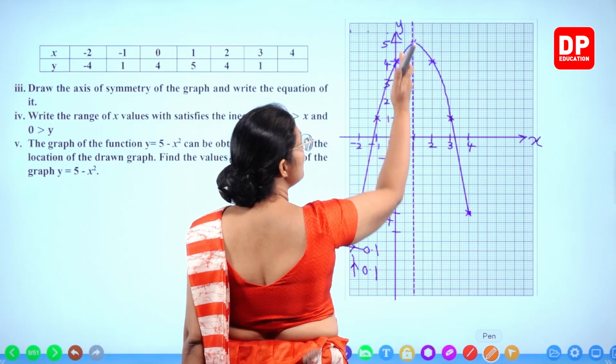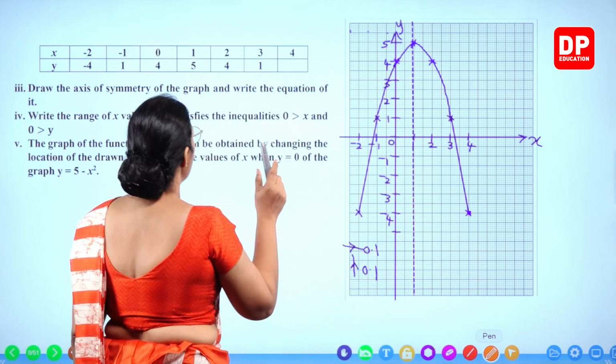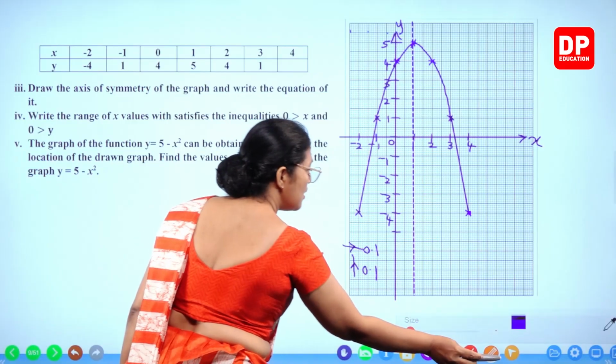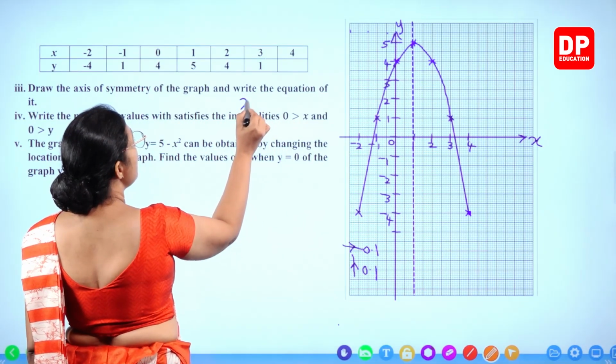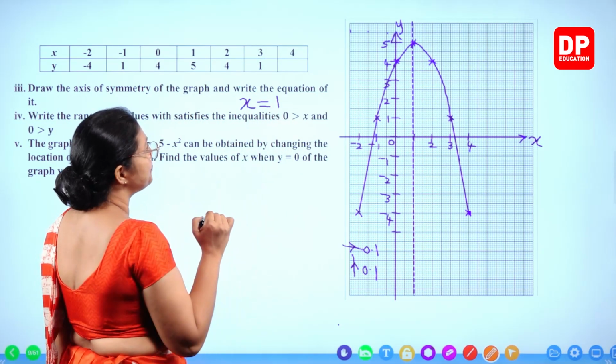So what is the x value? This x value is 1. So you can write down the equation as x equals 1.